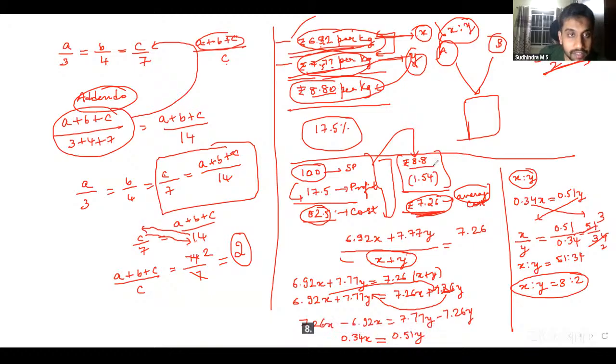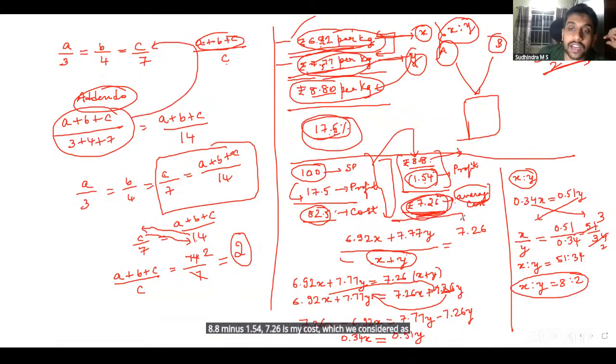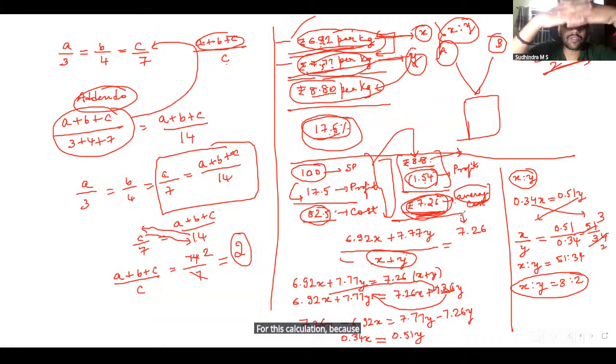Same approach if I go with the actual figures given. 8.8 rupees is the selling price. If 8.8 rupees is the selling price, what is my profit? 17.5% on the selling price. So 8.8 into 17.5% comes up to 1.54. So this is my profit. 8.8 minus 1.54, 7.26 is my cost, which we considered as average cost for this calculation because both the types of tea are mixed there.